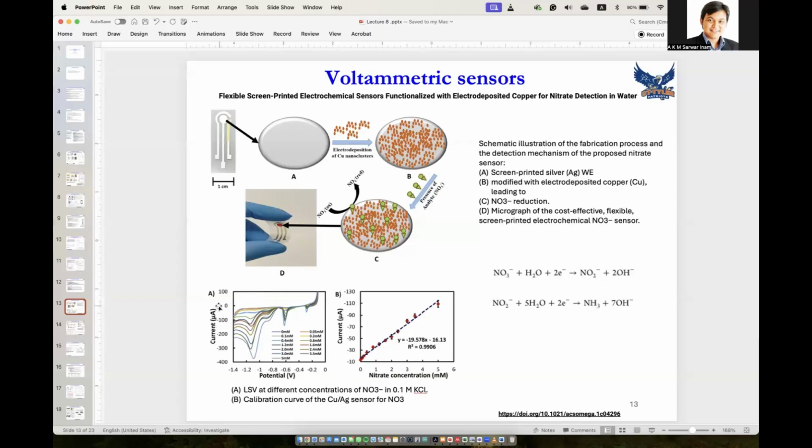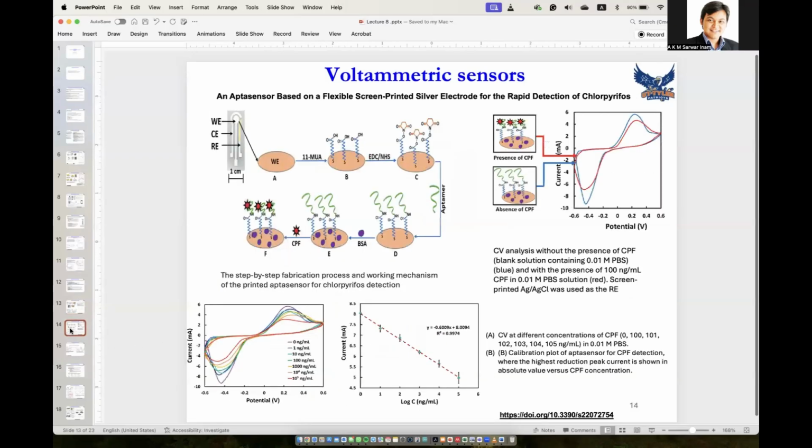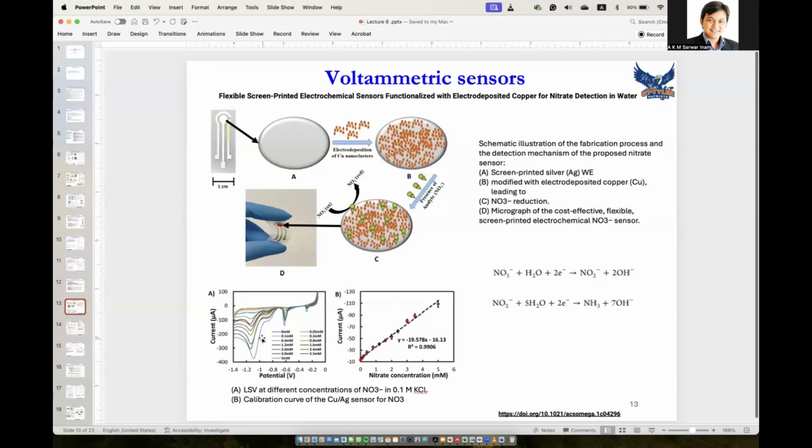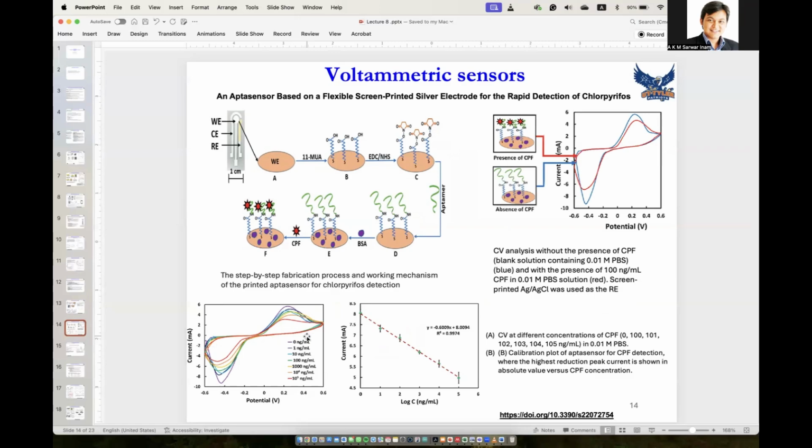So I think you get an idea about how this voltammetric sensor is working. Now we will talk about another one. In the last one we used LSV. In this one we will use cyclic voltammetry. But before that, let's go to the title. The title is an APTA sensor based on a flexible screen printed silver electrode.